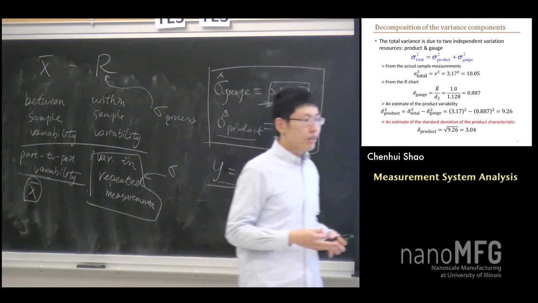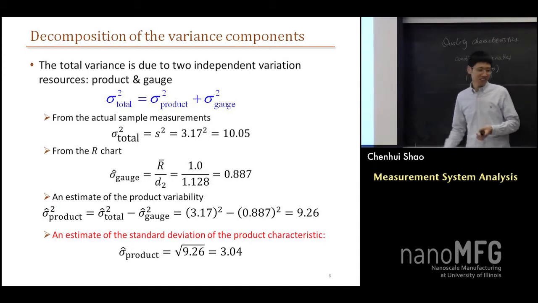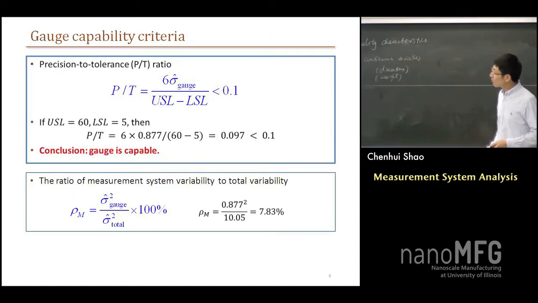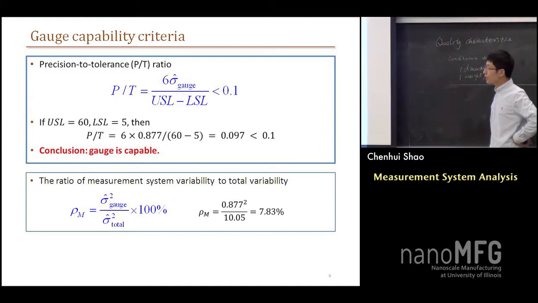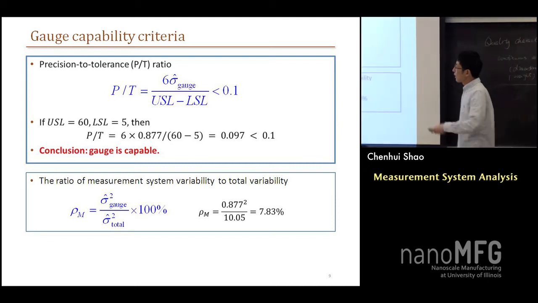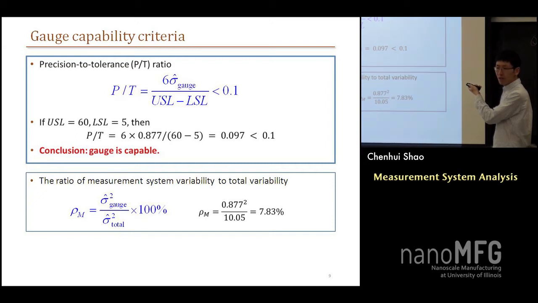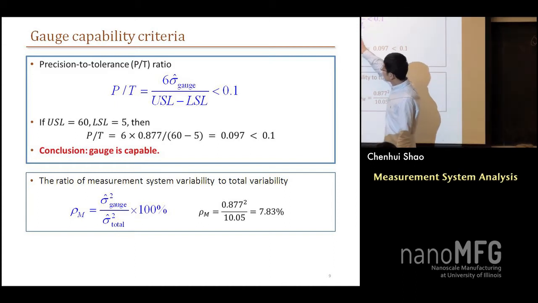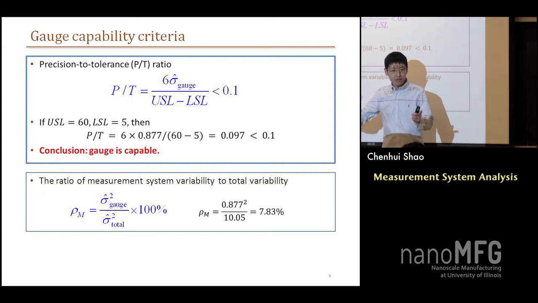So you may wonder, do we have some easy method other than arguing like this? Yes, there are some numbers. The first one is called the PT ratio, precision to tolerance ratio. PT ratio is defined as 6 times sigma gauge hat divided by the specification limits range, upper minus lower specification limits. If this is less than 10%, we consider this gauge as capable. And you may notice that if you do not have this, you really don't know whether your gauge is capable or not. I'll give you one example.